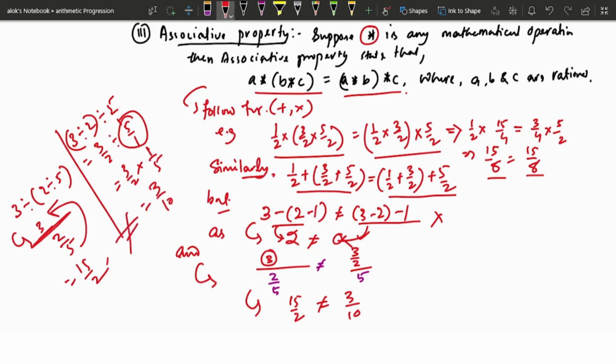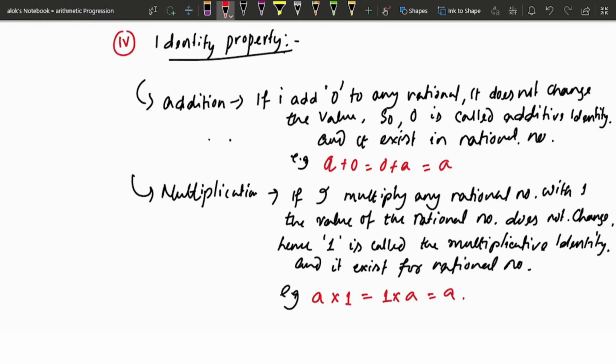So these two values are not equal. So we say the associative property holds only for addition and multiplication and doesn't hold for subtraction and division in the rational numbers. Okay, so this is all about your associative property. Our next property is the identity property. The fourth one is the identity property.